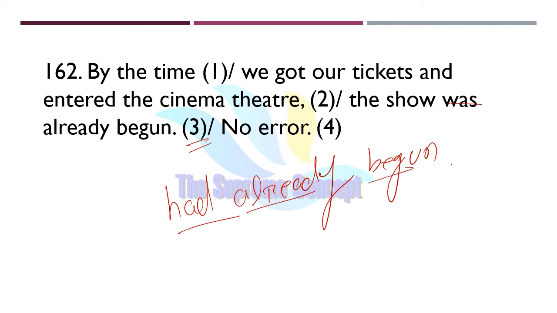Why so? Because by the time we got our tickets and entered the cinema theater, the show had already begun. That means the show was already running when we entered the cinema theater. It was going on before we entered. So that is why we will use past perfect tense. It is basically used for showing an action that happened in the past before another event took place. Okay, so let us move on.